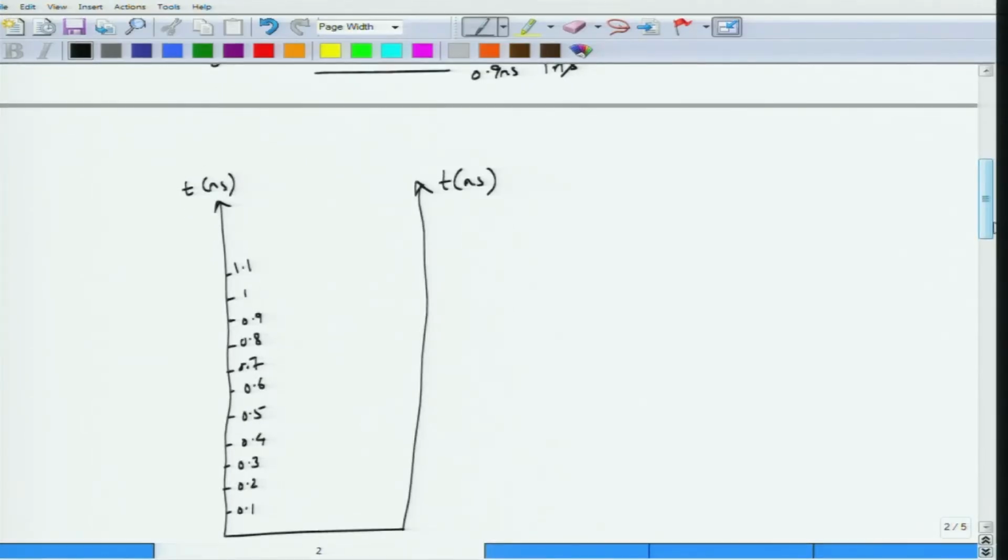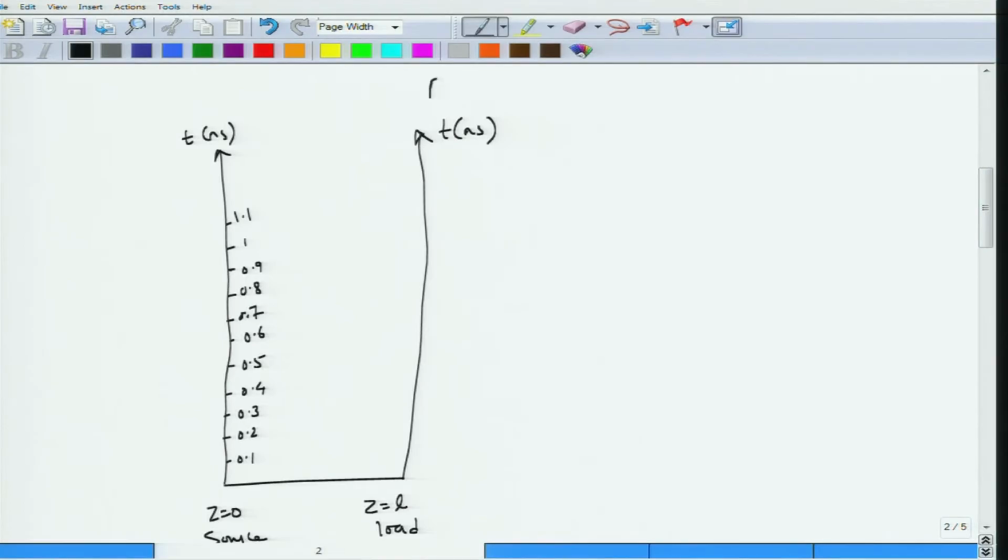Let's also write down what is gamma L. Gamma L is 1 by 3. Let's also write down what is gamma G. Gamma G is minus 1 by 3.